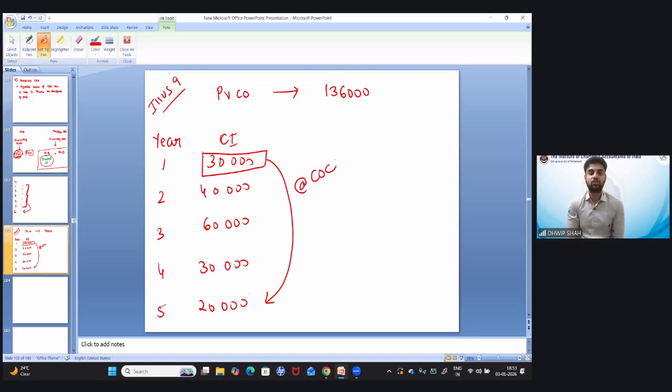8%. See, practically it would not be reinvested at COC. It would be reinvested at some other rate. Let's say you are investing this in the stock market, then whatever return comes there would be that rate. But in academics, can I say you will reinvest at least at COC? Because that is your cost rate, you have to bear that much. So the reinvestment rate should be at least that minimum.